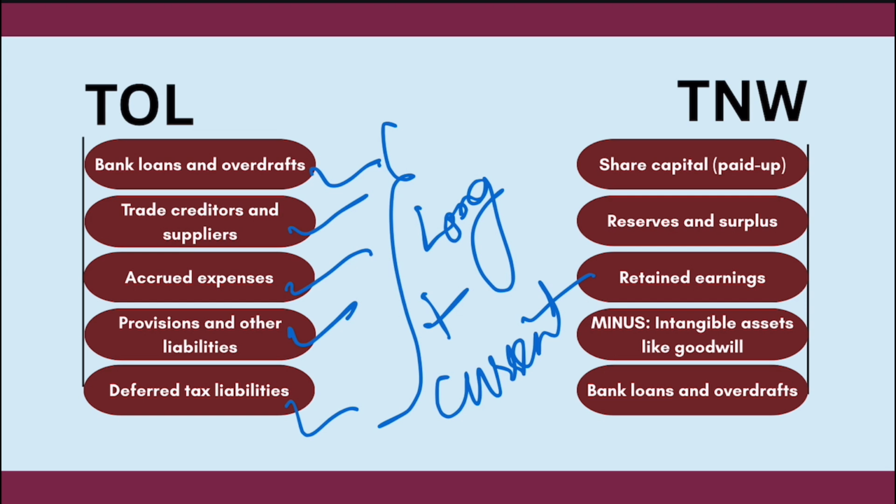Now, what components are included in your TNW, that is your tangible net worth? This is your share capital, only the paid up we include in this. Your reserves and surplus, retained earnings, that is your profits. But from this we subtract your intangible assets like goodwill, deferred expenses, preliminary expenses. Intangible assets don't count here, because in case of trouble, they cannot be realized. That is why we don't count intangible assets like goodwill.